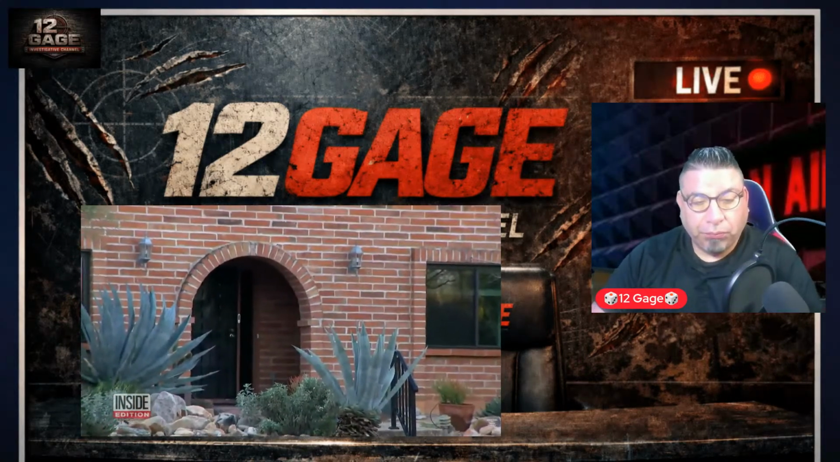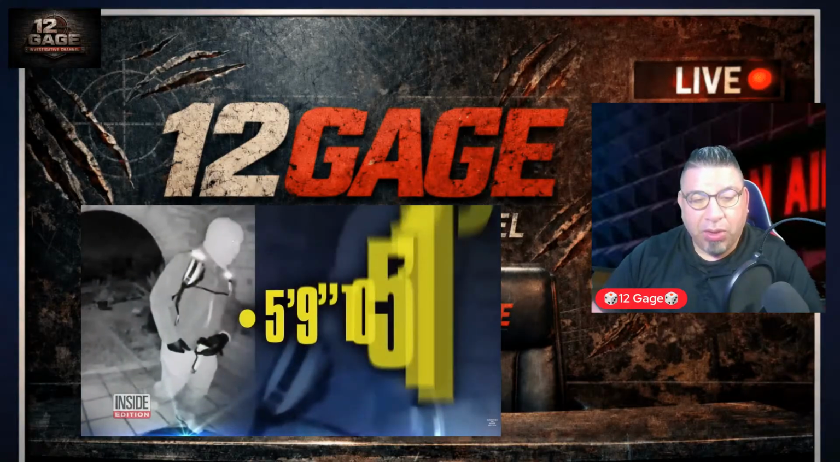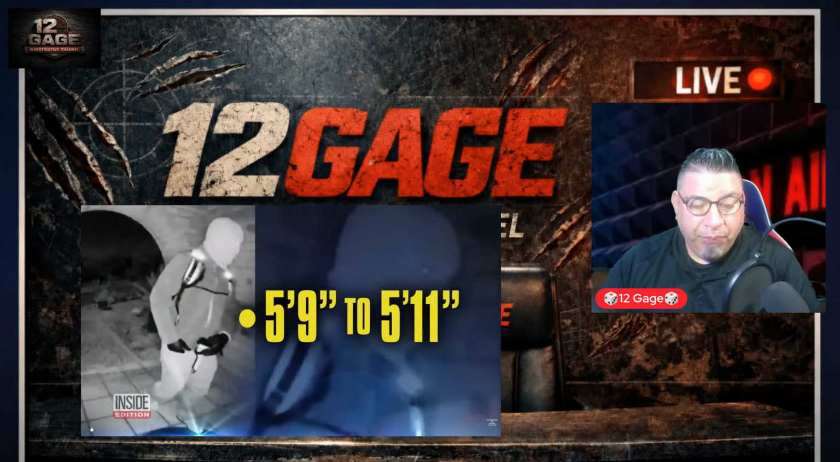Well, using the bricks on Nancy's front entrance as a guide, experts believe the suspect's height is 5'8" to 5'9".